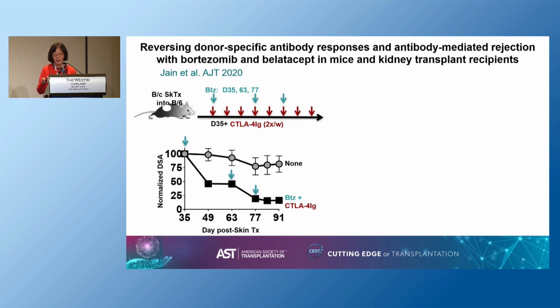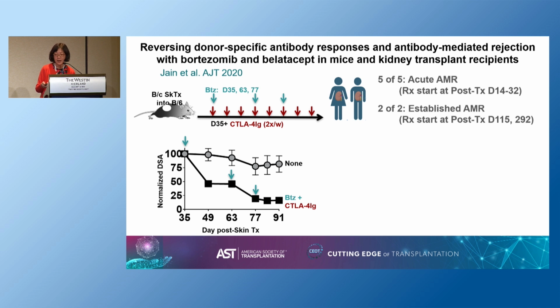And so we showed this work first in a mouse model where we delayed treatment with CTLA-4 Ig and the proteasome inhibitor bortezomib, and showed that in a mouse that's fully sensitized with a skin graft, delayed treatment with this combination can reduce the levels of circulating donor-specific antibodies. And then Ron Pelletier went on to show, in a small series of proof of principle studies, that 5 out of 5 acute AMR could be reversed with this dual treatment, and 2 out of 2 patients with established AMR, starting treatment pretty late after a transplant, was also successful.